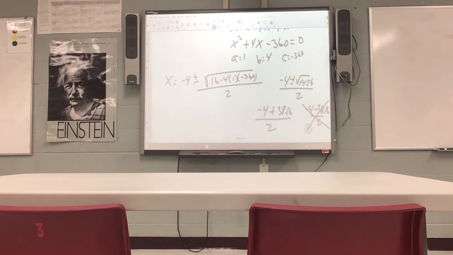Negative 4 plus 38.16 is gonna give me a positive number, so negative 4 plus, second answer, enter. I got 34.16 divided by 2, 17.08 about. So the height of her garden would be about 17.08 yards, and she rounded it to 0.1 on choice A.